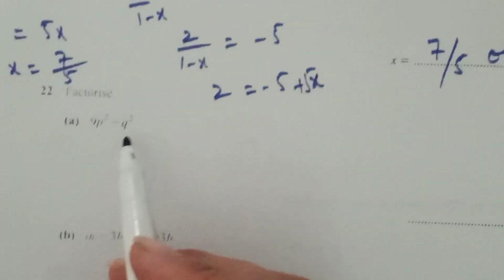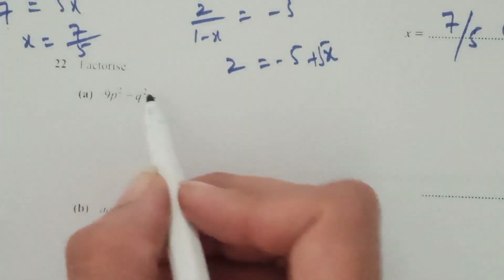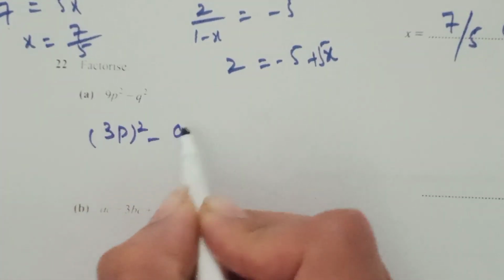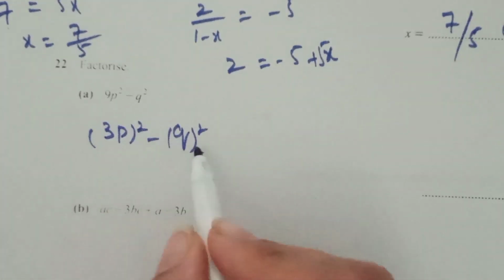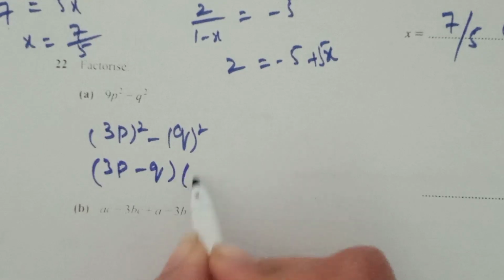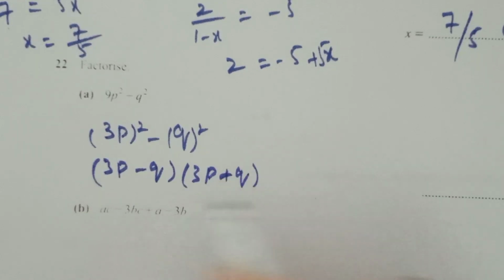Question number 22, we have to make the factors. Now we have to apply the formula there: 3p minus q and 3p plus q. We have to write that there.